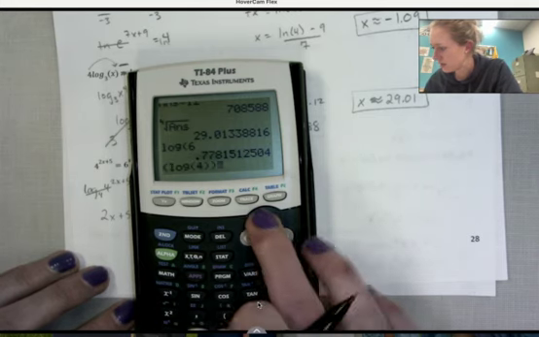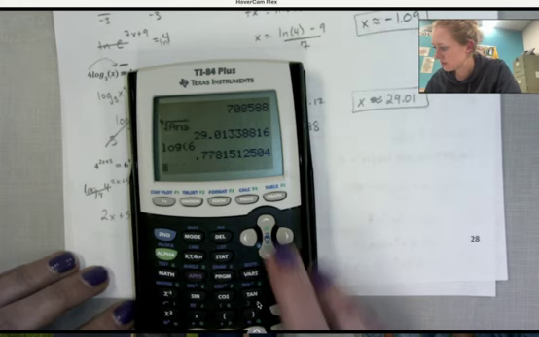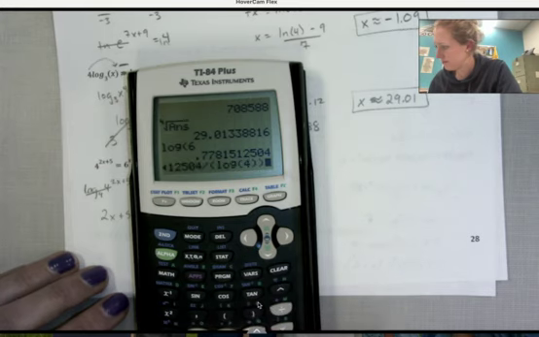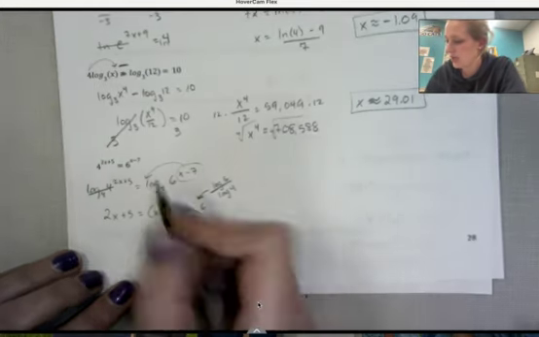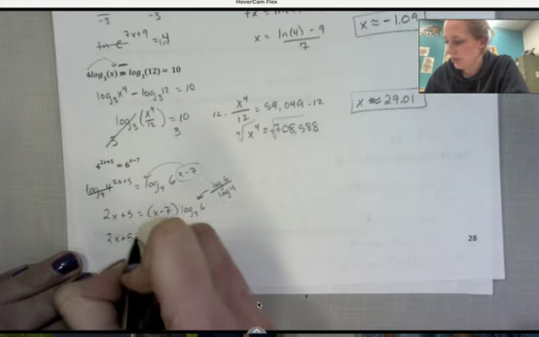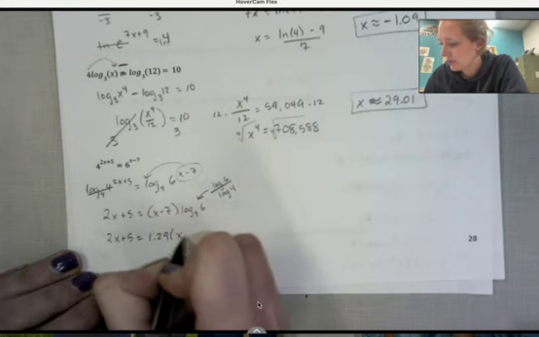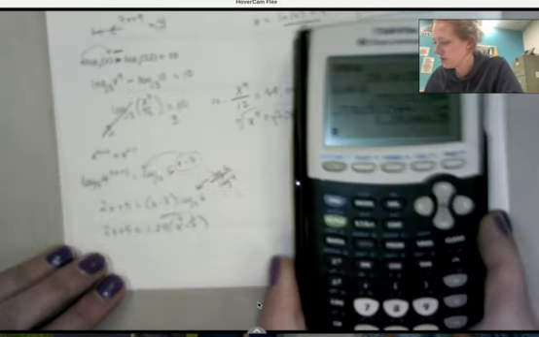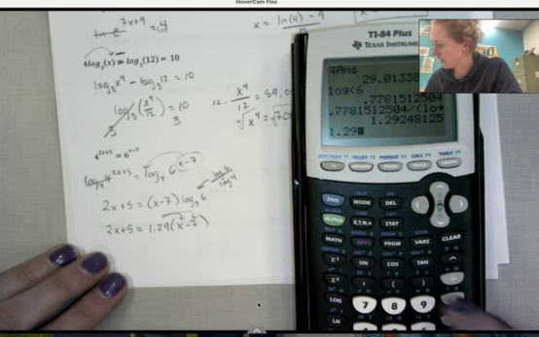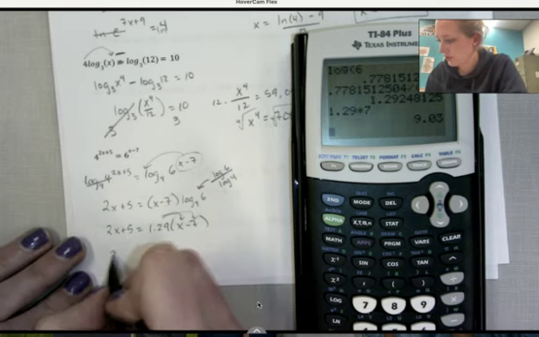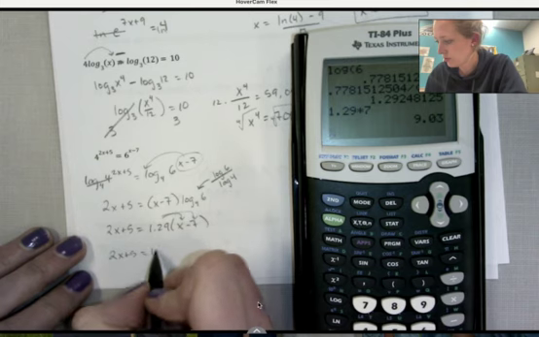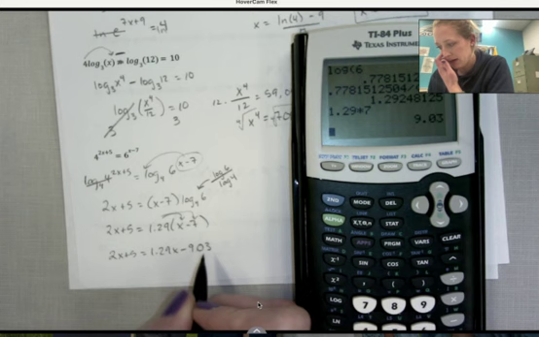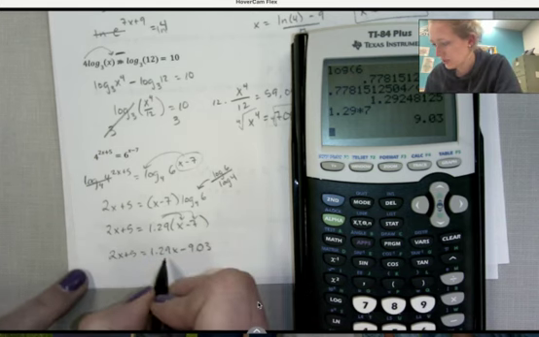Let me switch that. There we go. Divided by. Okay, so about 1.29. So I have 2x plus 5 equals 1.29 times x minus 7. So distribute. So I'm going to do 1.29 times 7. So we've got 2x plus 5 equals 1.29x minus 9.03. Okay, I'm going to add 9.03 and subtract 2x.